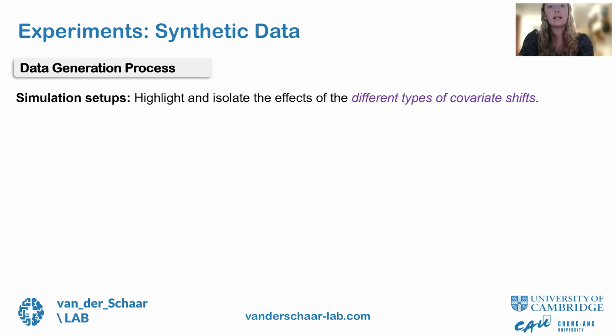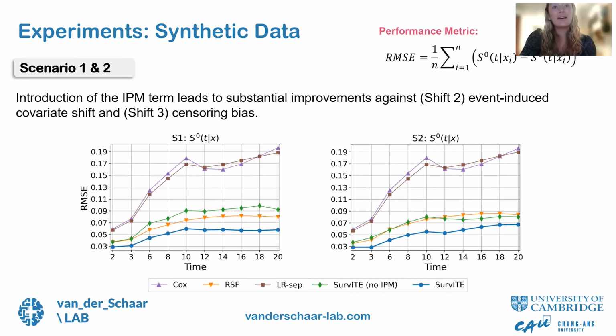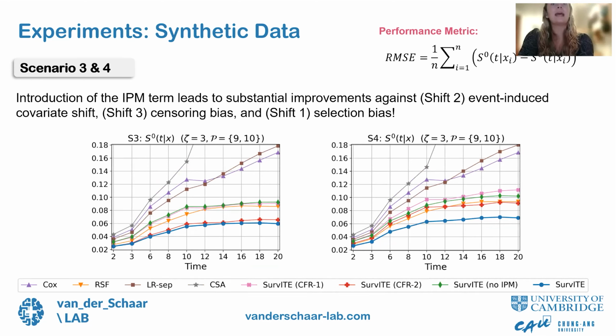And here again, we evaluated our method on synthetic data and constructed simulation setups that highlighted and isolated the effect of the different types of covariate shift that we have. For full results, you will have to refer to our paper, but for now, what I can say is that we found that the introduction of the IPM terms leads to substantial improvements against both event-induced and censoring-induced covariate shifts, even in the setting where there's no treatment, actually. So we actually considered a setting without treatment to just look at whether this helps for censoring and event-induced shifts. And then when we added treatment and selection bias, this helps even more. So this IPM term helps against all the shifts that we considered.